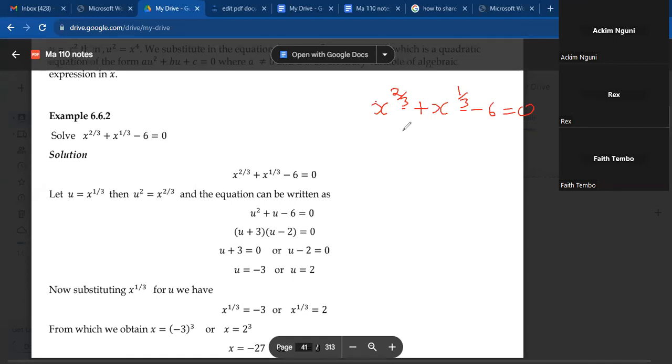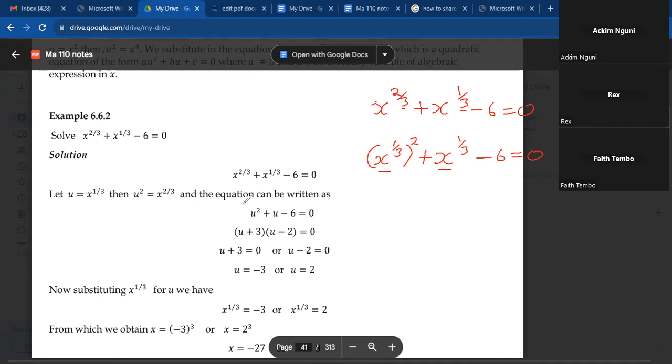So what you do is bring out the square, so that is (x to the power 1 over 3) raised to the power 2 plus x to the power 1 over 3 minus 6 equals 0. Clearly you can see that you have x to the power 1 over 3, x to the power 1 over 3.